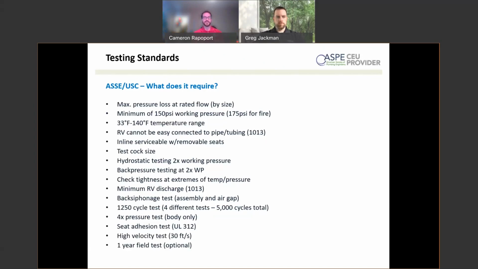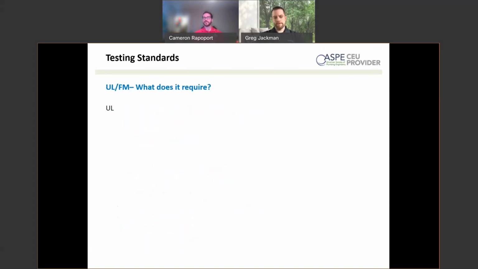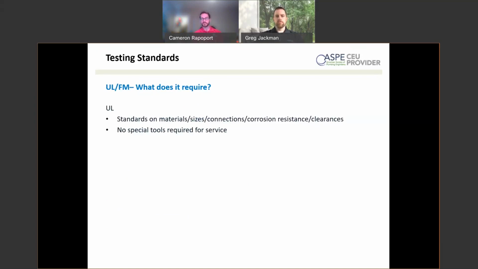So ASSE and USC, like I said before, are really concerned with making sure the backflow preventers prevent backflow. UL and FM, what do they add to the table? They have some of the same requirements, but in addition to what ASSE and USC require, they have some more material standards, so material sizes, connections, corrosion resistance, clearances. So they're a little bit more concerned with the makeup of the valve, so making sure it's being made from high-grade material. No special tools required for servicing.